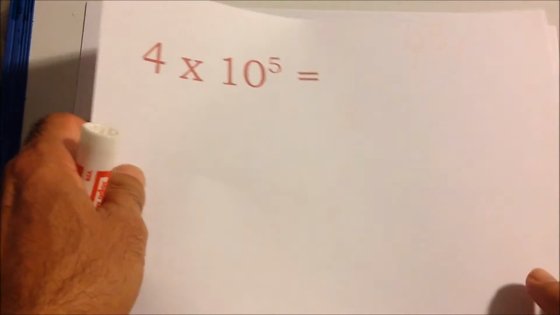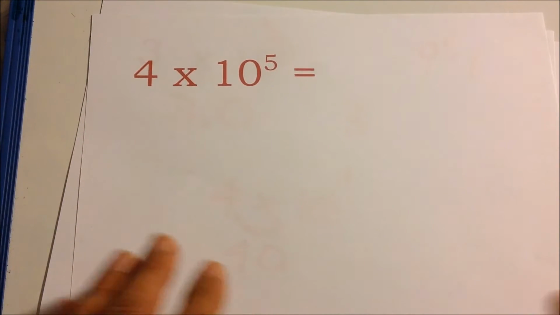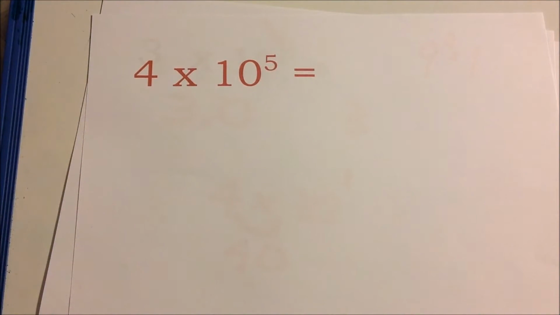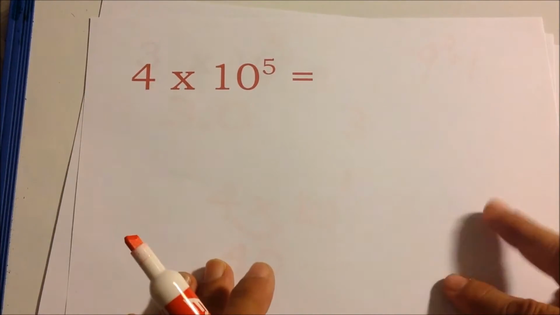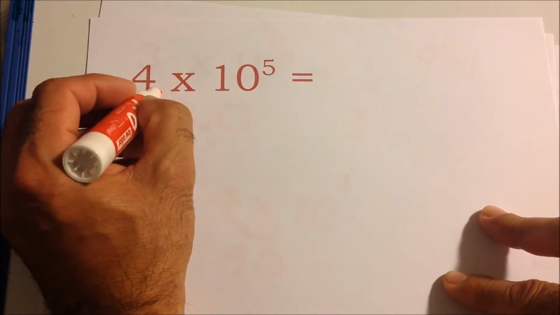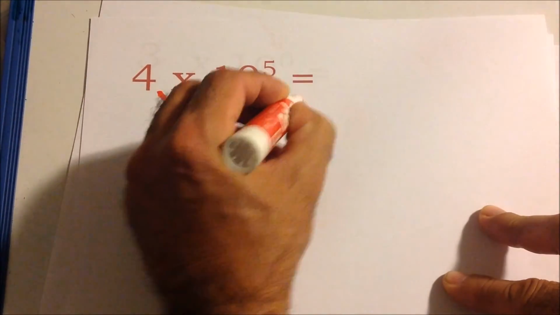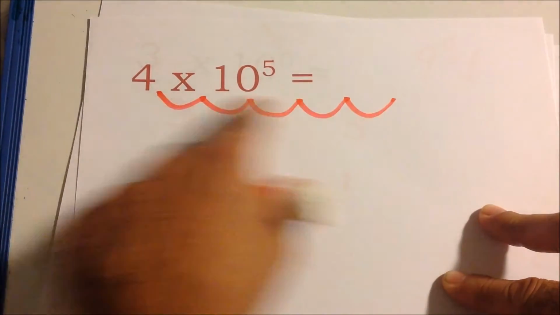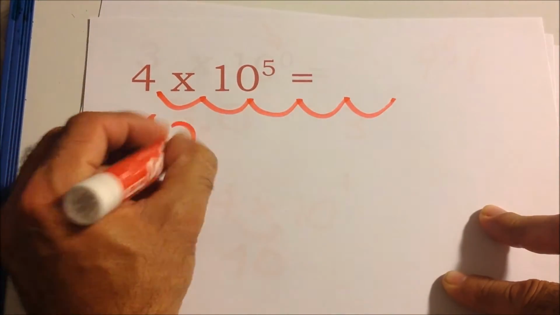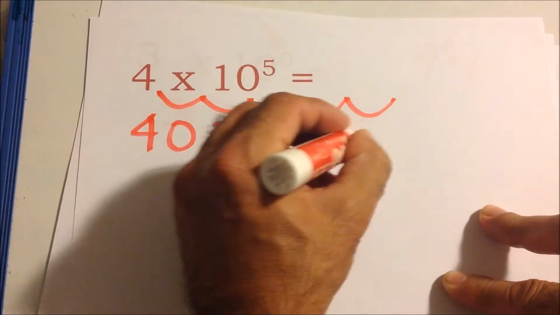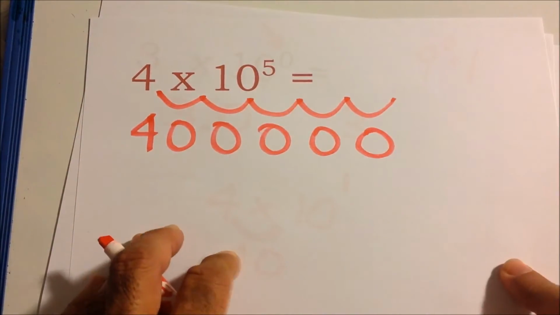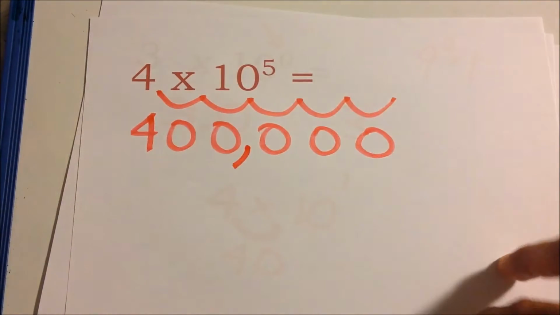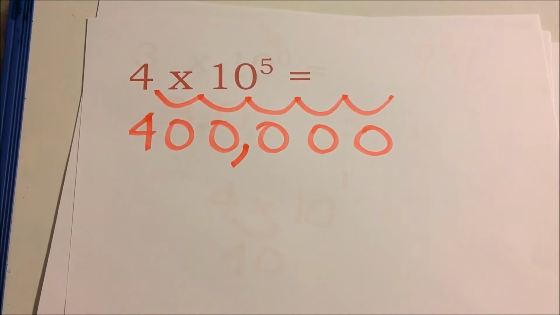And what about this? The exponent again tells us everything we need to do. It's telling us to move the decimal 5 times. 1, 2, 3, 4, 5. Now we have all these waves, and we'll put the zeros in the waves. We need some kind of boat. 400,000.